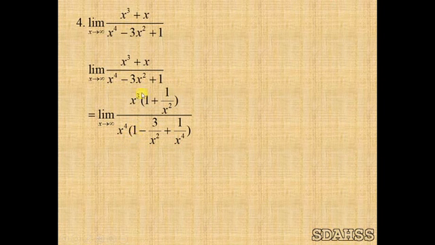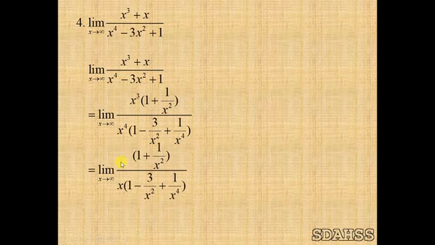Now cancel the numerator and denominator by x power 3. So you have limit x tends to infinity of (1 by x) into (1 plus 1 by x square), divided by (1 minus 3 by x square plus 1 by x power 4).